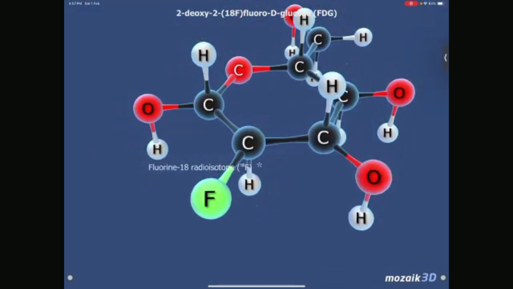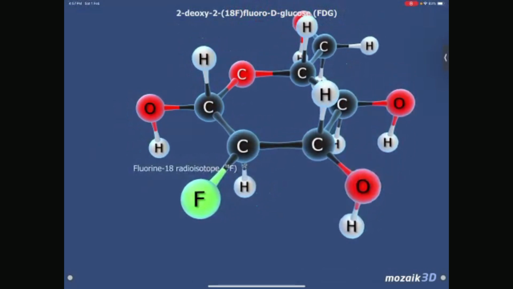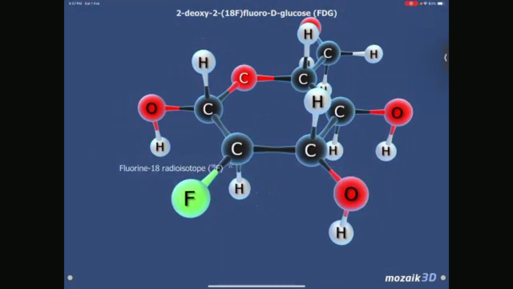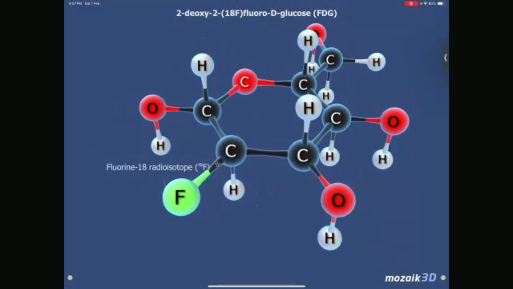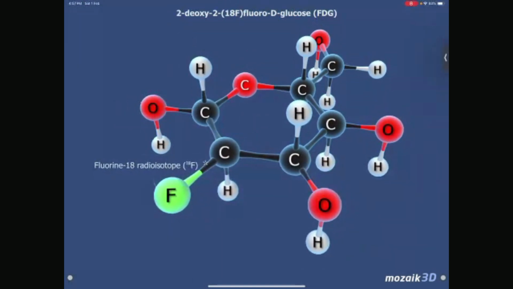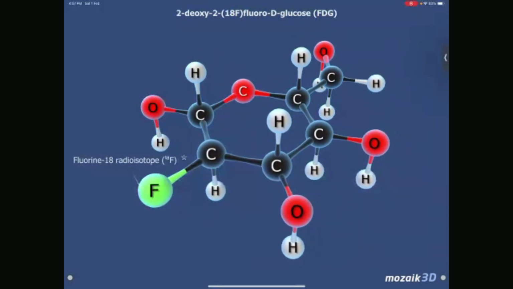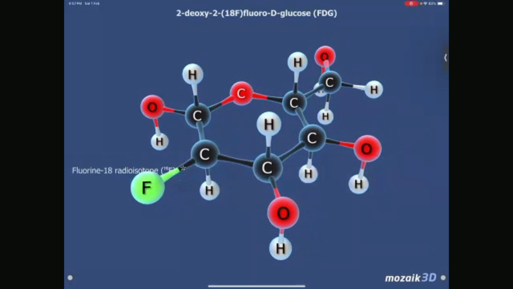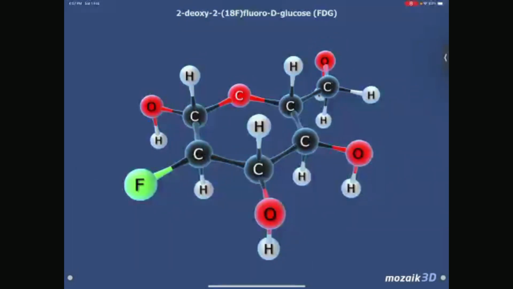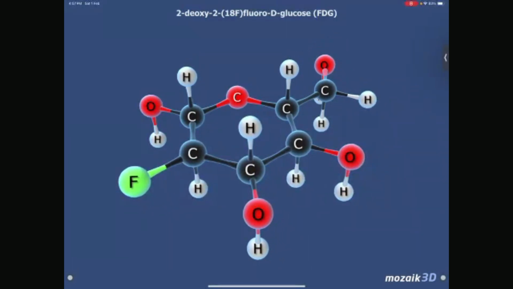This fluorine isotope has a very short half-life, from 2 to 110 minutes. The disadvantage of this short half-life is that the PET scan must be performed within a short time after the isotope is administered. The advantage is that it represents a smaller radioactive load for the patient.